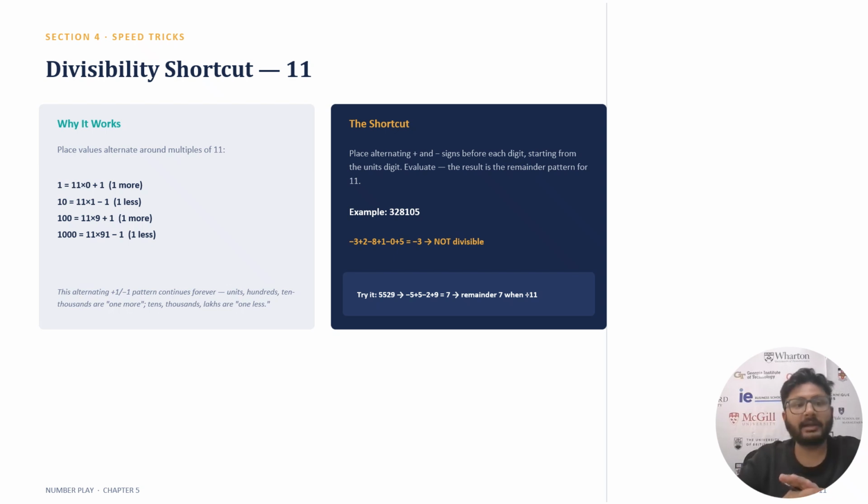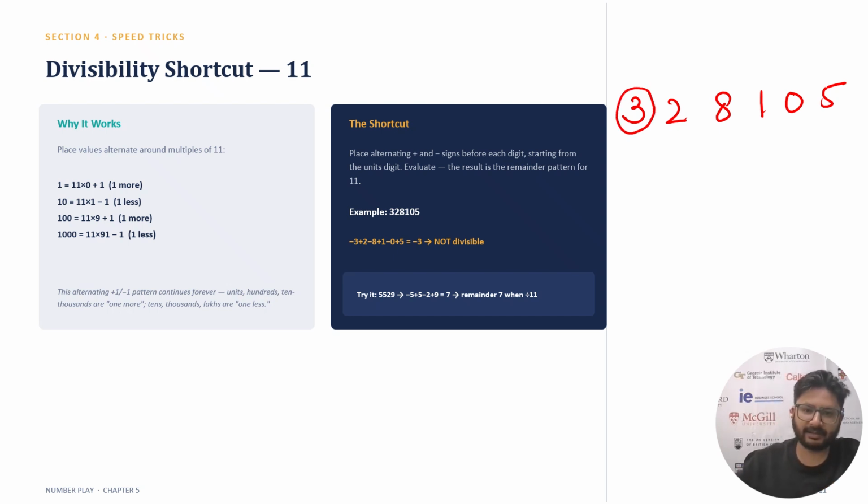Okay, shortcut for divisibility of 11. This is a little tedious. So let me write down the number 328,105, which is there in the example. Calculate the sum of the alternate digits. So for example, these are the alternate digits.